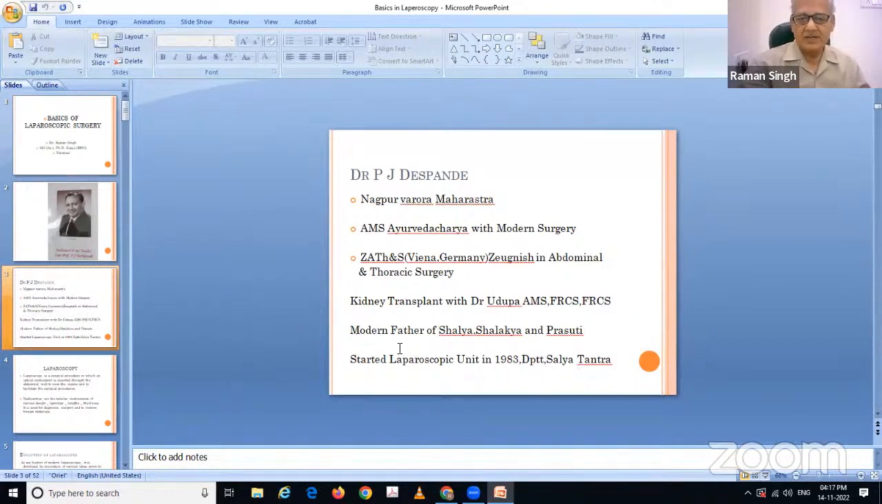And he was the father of modern Shalya and Prasuti. Before his era, only Kayachikitsa was prevalent in India, and clinical subjects like Shalya and Prasuti were on the back foot. Dr. Deshpande, after coming from Germany, was head of the department of Shalya Tantra, and he started training a BAMS, Dr. Premwati Tiwari, and made her the head of the department and a good gynae and obstetric surgeon in the Ayurveda field. By his attempt, I started a laparoscopy surgery unit in 1983 in the Department of Shalyatantra. So he is the pioneer and the father of starting laparoscopy surgery in Shalyatantra.